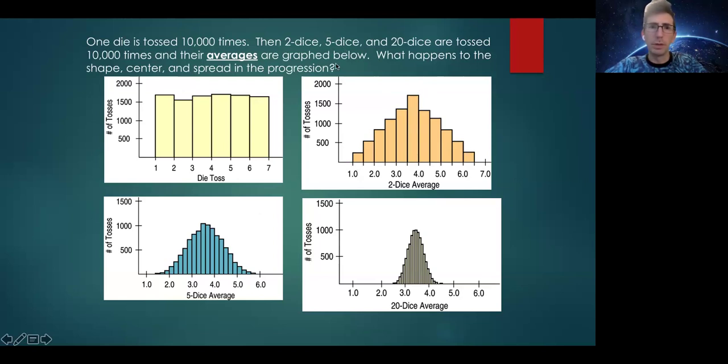And then if you do that with 5 dice, it starts to look like this. We start to get a little bit more of a curve. It looks even more normally distributed. And then if you do it with 20 dice, so a sample size of 20, look how normally distributed that looks. So we've taken 20 dice, rolled them one time, taken the average of that 20, plotted it once, and done that process 10,000 times.